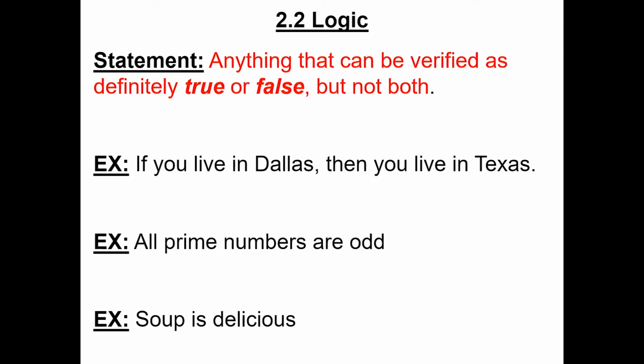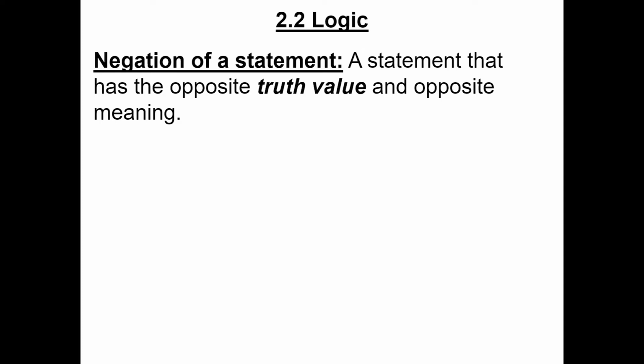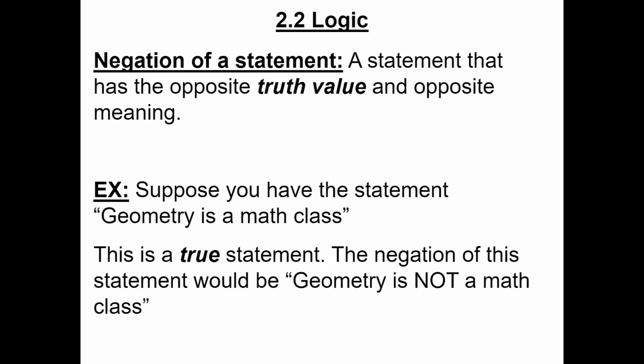The first operation, we're going to do the negation of a statement. All this does is it provides a new statement with the opposite truth value and opposite meaning. So for example, suppose we have the statement, geometry is a math class. This is a statement. It's definitely true. The negation would look something like geometry is not a math class, and this is a false statement. So the negation produces a new statement with the opposite truth value and the opposite meaning.